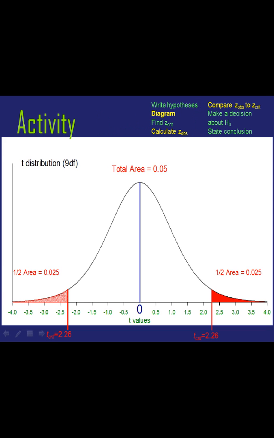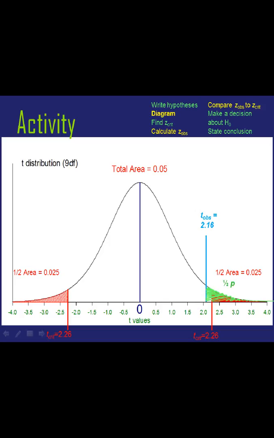You never really know. So we can update our graph and put t observed. So t observed is just a little to the right of the 2 value here. Anyway, it's not in the tail. That's all you need to know. It is not in the rejection region. So we do not reject the null hypothesis there.